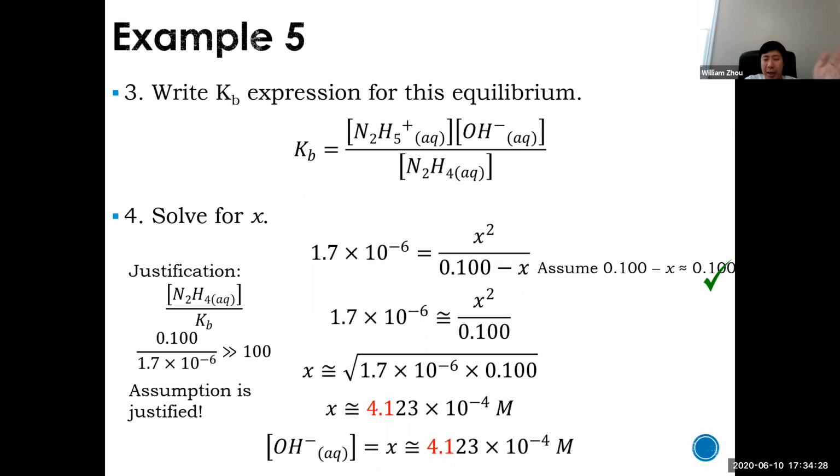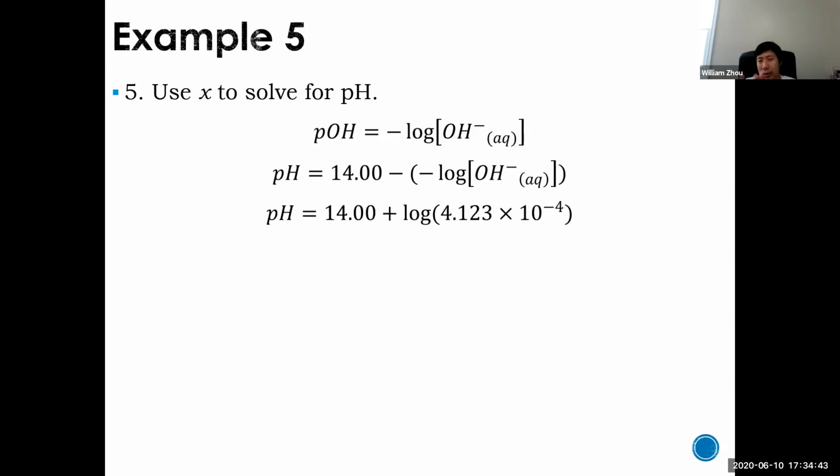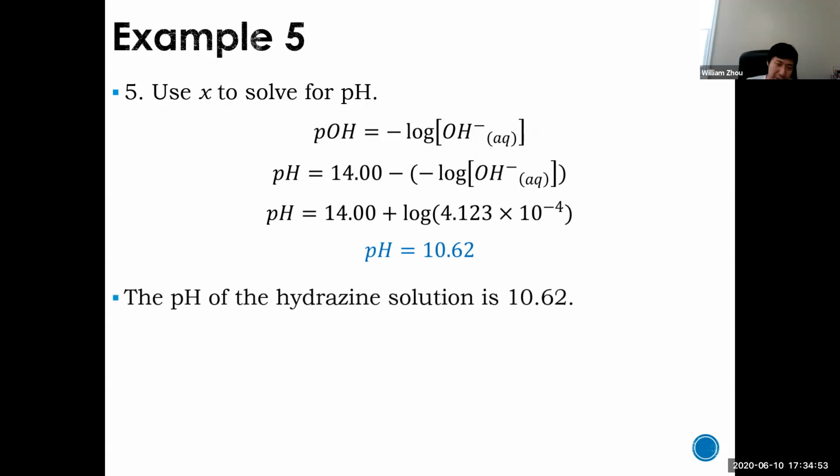We need to calculate pH from an OH. So first you have to calculate POH because hydroxide can only get you POH. And then you will subtract that from 14 to get the pH. Okay, and the negative will cancel. You have 14 plus log of the hydroxide. And your calculator should give you 10.62. Two sig figs for this. The decimals are the significant figures, only 2 decimals, because in your concentration you have 2 sig figs.